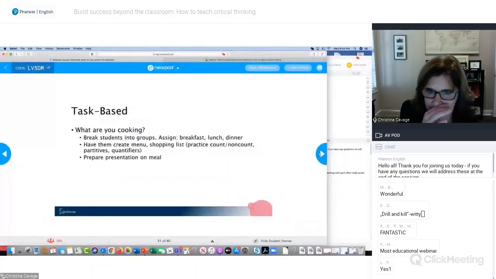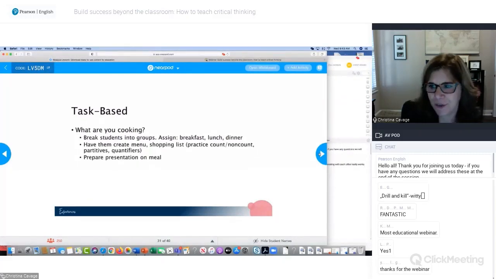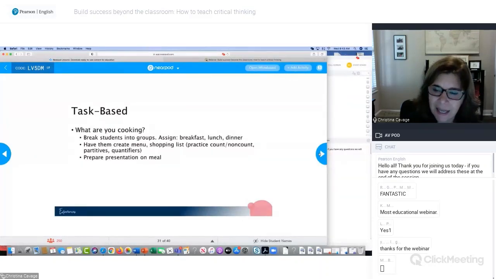So task-based, for example, if I am teaching count and non-count nouns, or partitives or quantifiers, I might break my students into groups. I might break them into a group for breakfast, a group for lunch, and a group for dinner. I'm going to ask them to create a shopping list for me. And then after they have a shopping list, they're going to need to prepare a meal for the class. So they won't actually prepare the meal, but if they were to prepare the meal, how would they prepare the meal? And even descriptive of what that meal would smell and taste like.